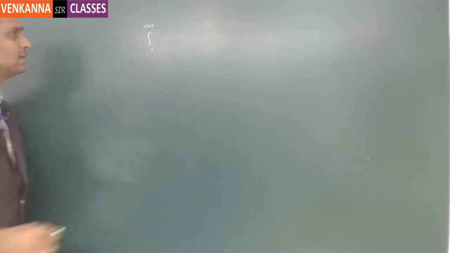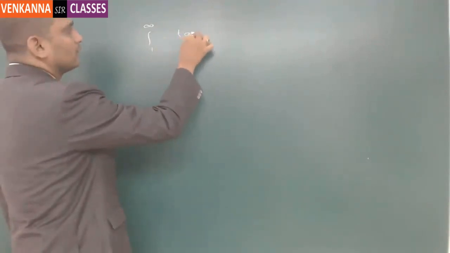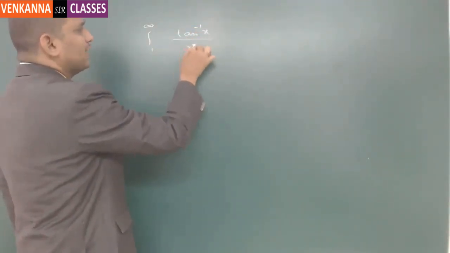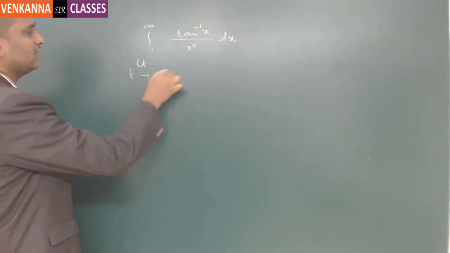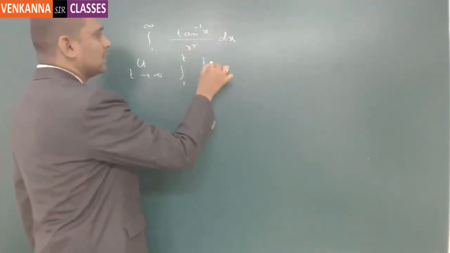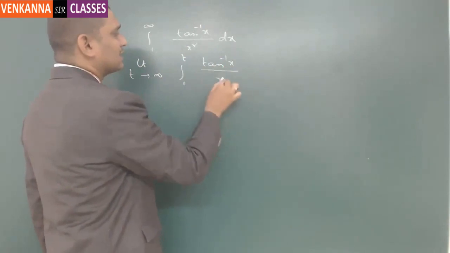So let us take the problem on integral 1 to infinity tan inverse x by x square dx. So let us discuss about this problem. Now, if you consider this, we are going to write it as limit t tends to infinity integral 1 to t tan inverse x by x square dx.